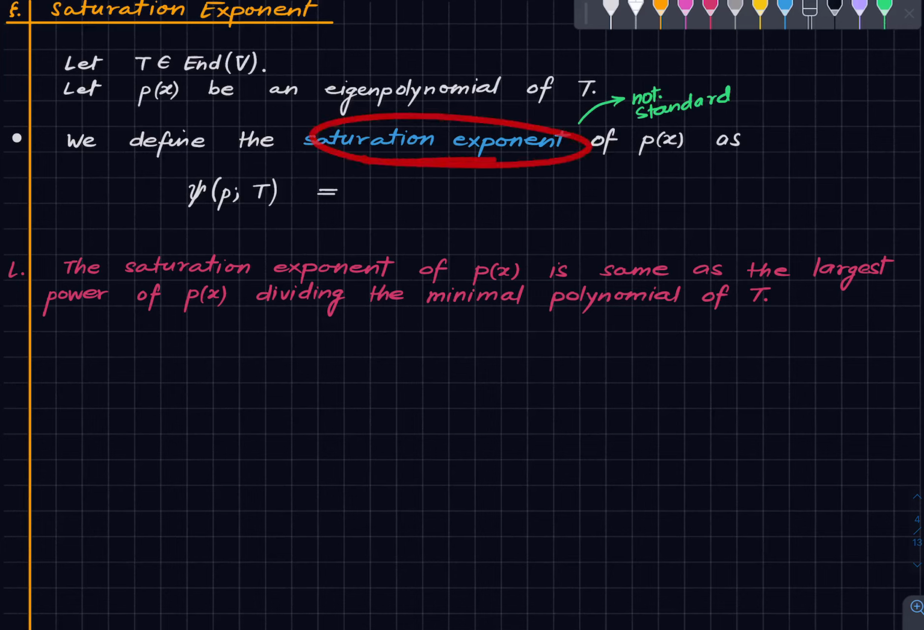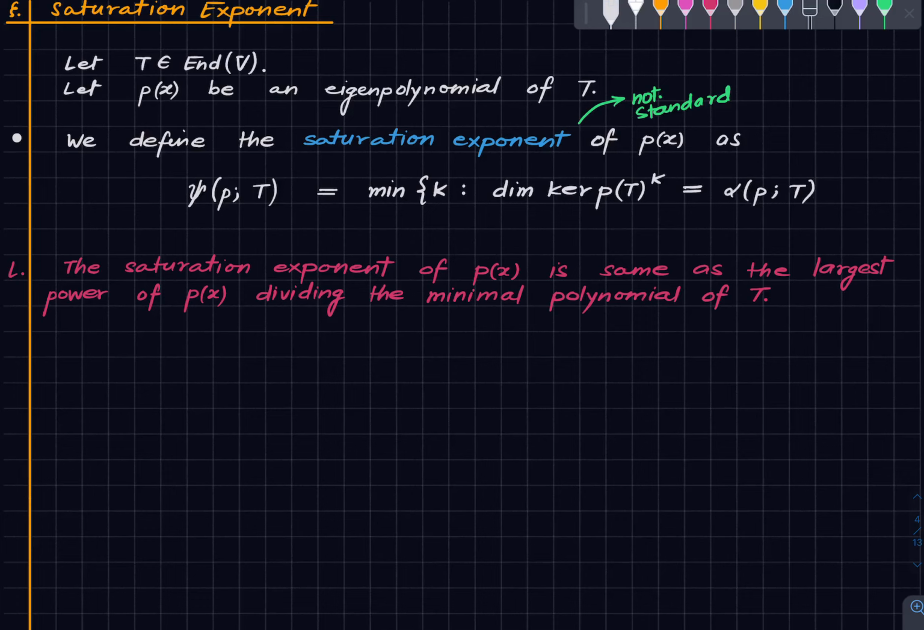Yeah, so the saturation exponent of this eigenpolynomial is written this way and defined as the smallest k such that the dimension of the kernel of p(T) to the power k is equal to the algebraic multiplicity. And let me not use k because that might get confusing. Let me use some other symbol. Let me say L. Okay. Obviously, I mean natural numbers. There's no need to write it, but let's write it.